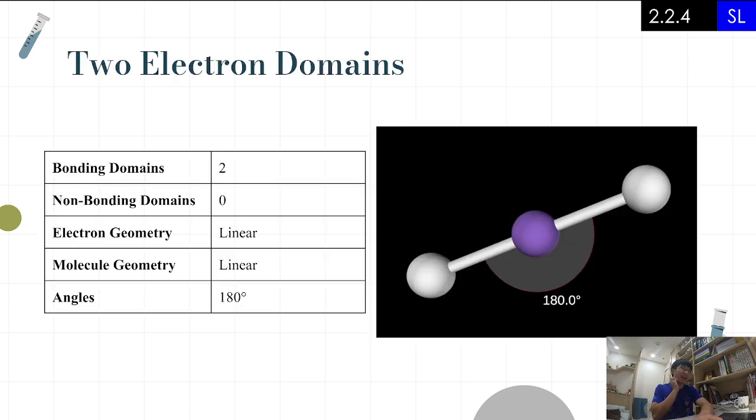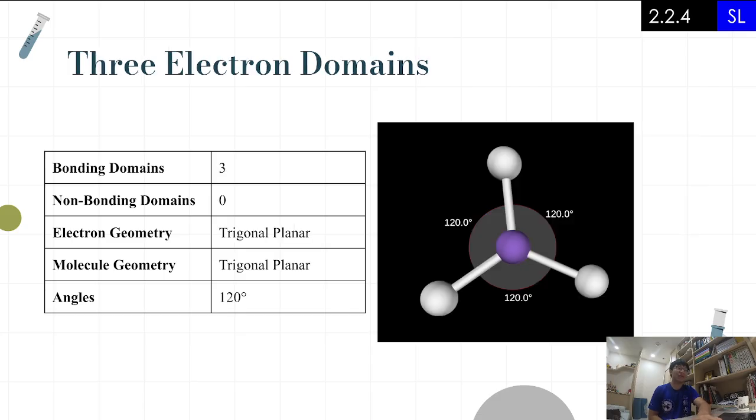I put some diagrams on the side. There are two electron domains, and two bonding domains. A bonding domain is any electron domain that isn't a lone pair. It'll be linear, and the angle will be 180 degrees. For three electron domains, if it has three bonding domains, it's trigonal planar, and it has 120 degrees as a bond angle.